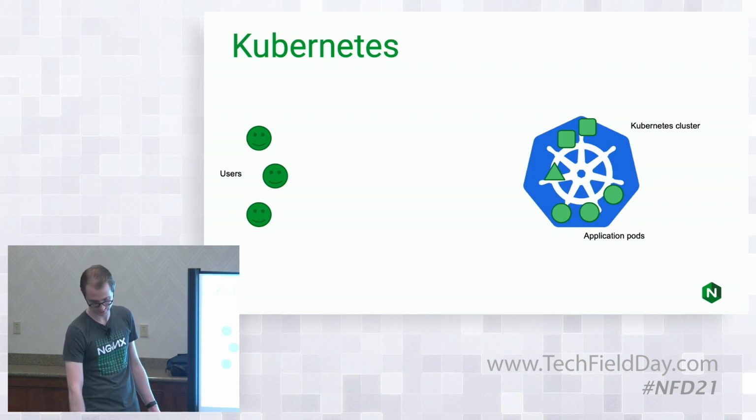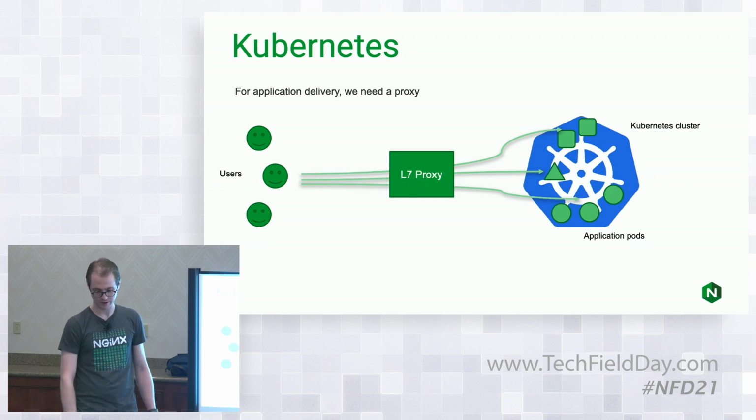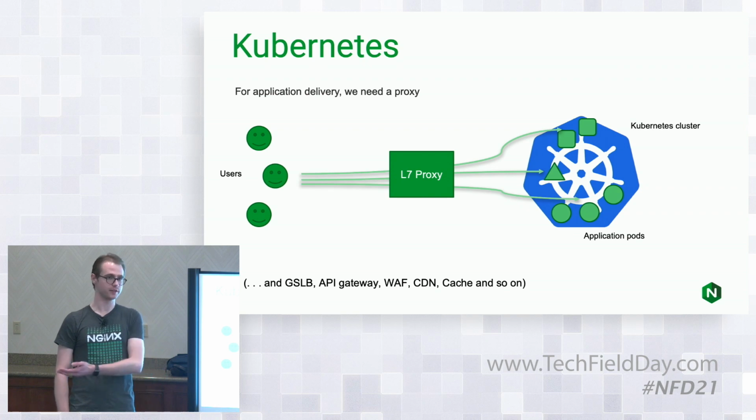And to do that, we need to have a proxy. A proxy and a bunch of other technologies, such as global load balancing, API gateway, WAF, CDN. So we need a proxy, and Kubernetes doesn't come with a built-in proxy.